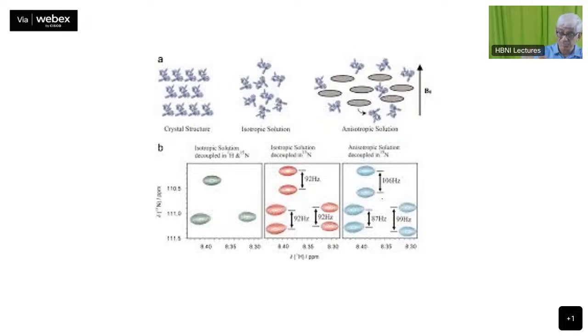Now, this is the anisotropic solution as indicated here. In the anisotropic situation, see, this coupling is seen as 106 hertz. This is seen as 87 hertz. This is seen as 99 hertz. See, all of them are different. So therefore, from here you measure the value of the RDC. The value of the RDC you get by measuring this and measuring this. The difference of those will give you the RDC.